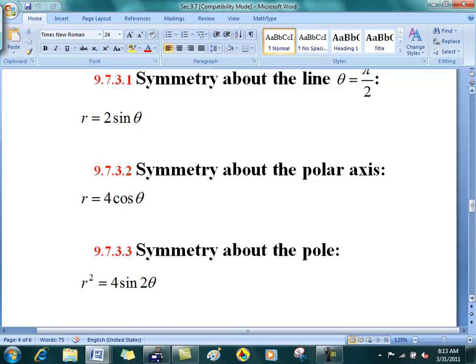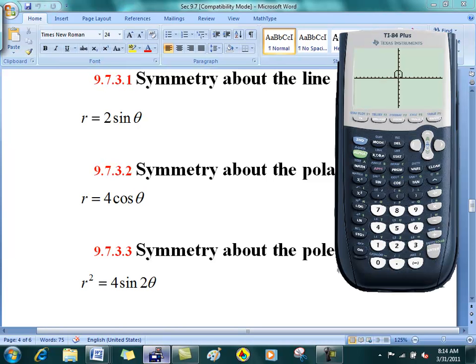The first one we already did. Is everybody all right on that? That's the circle that we just drew. And that's symmetric about the line theta equals pi over 2. So get your graphing calculators out and do the next one.